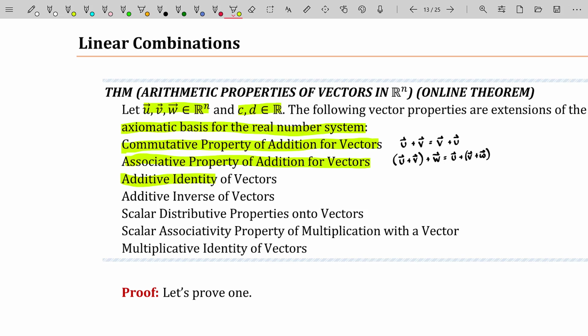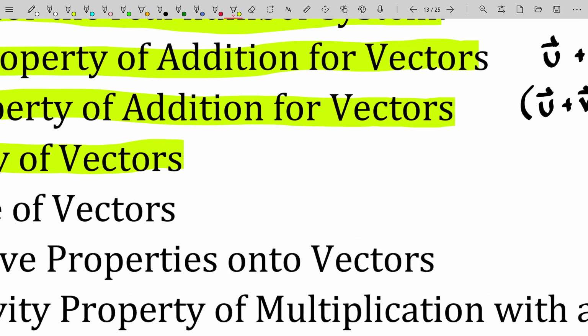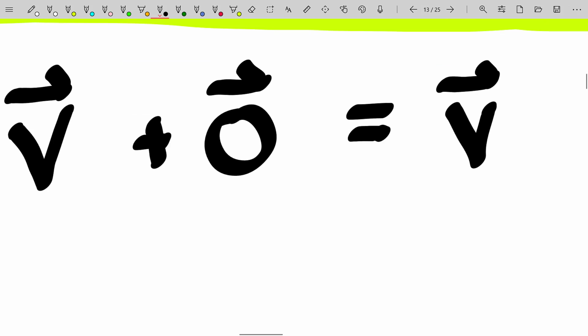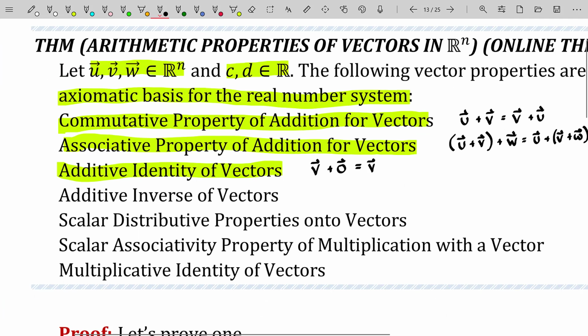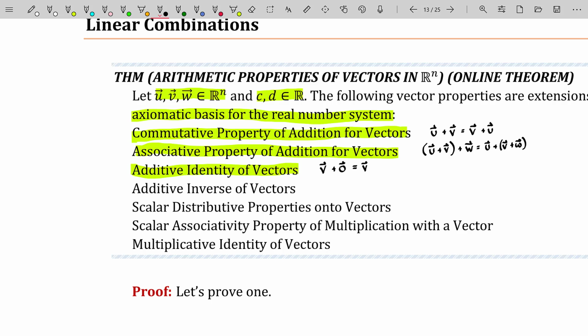Then we have the additive identity of vectors. Well, this just basically means there is a vector in Rn such that v plus that vector is always going to return v itself. And that vector is traditionally called 0. It's the 0 vector. And in arithmetic, 0 is also the additive identity, right? Any number plus 0 is the original number. That's why we call it the additive identity.